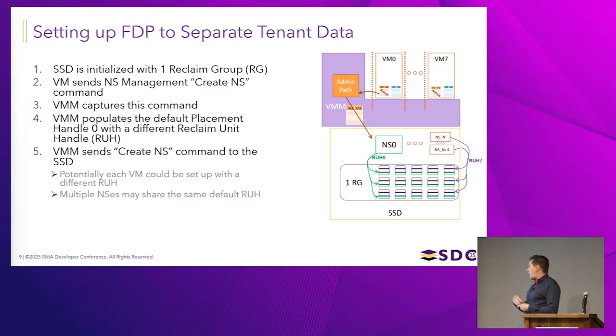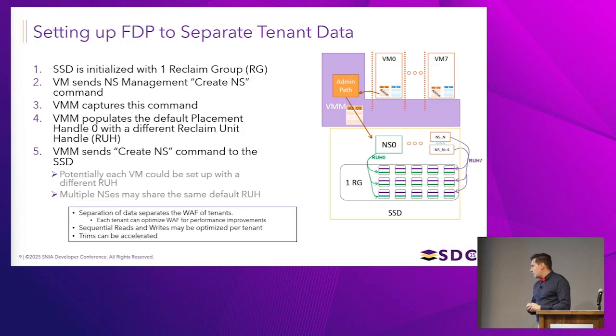You can do this for every VM, and I have shown over here on the right side, we have VM7 is actually getting multiple namespaces. We've given all of those namespaces the exact same RUH, and so that VM, over all of its namespaces, is still using one RUH and is separated in any write amplification that it's going to be experiencing here by the different RUHs. So we do end up with separation of the write amplification of the tenants. And now every tenant, if they are so inclined, they can choose to optimize their write amplification.